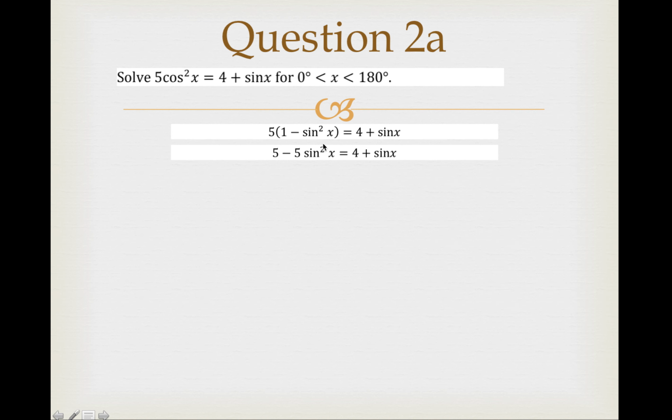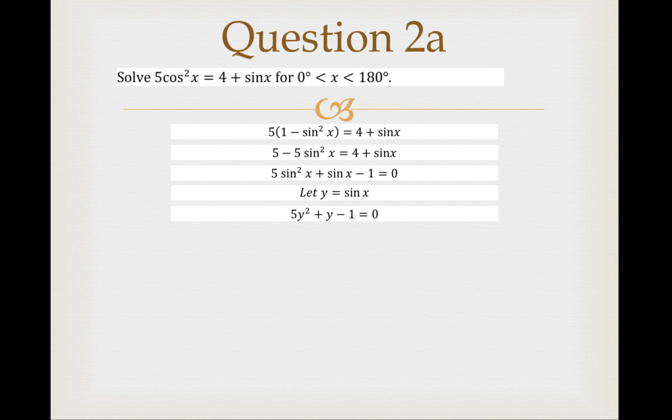And then notice that we have a second degree. So this can now become a quadratic equation. So 5 sine squared x plus sine x minus 1 is equal to 0. Now, to make it look easier, you can let y be equal to sine x. And we will now have 5y squared plus y minus 1 is equal to 0.